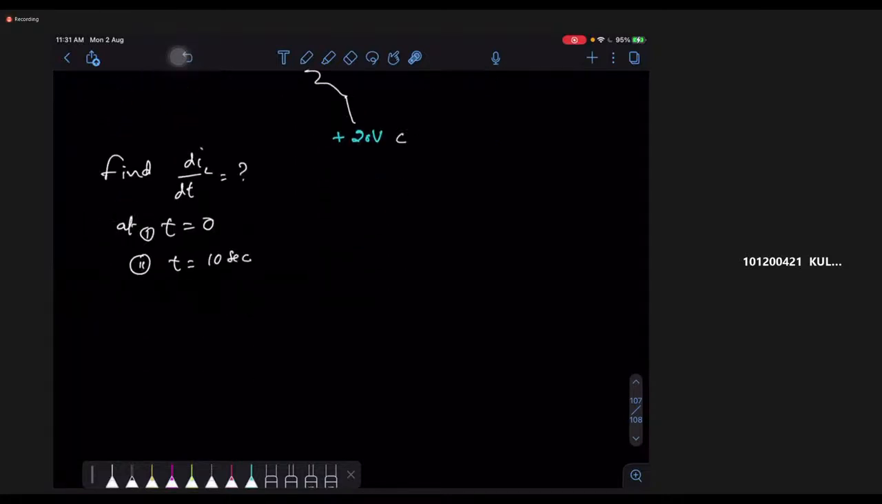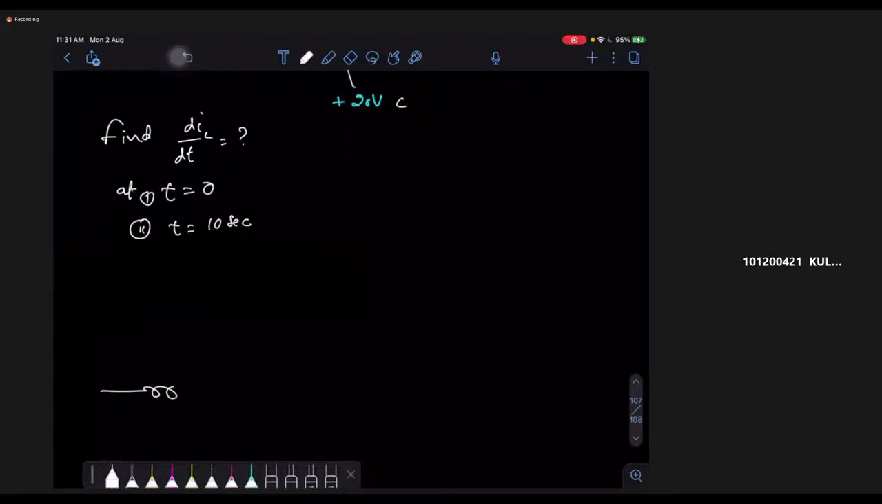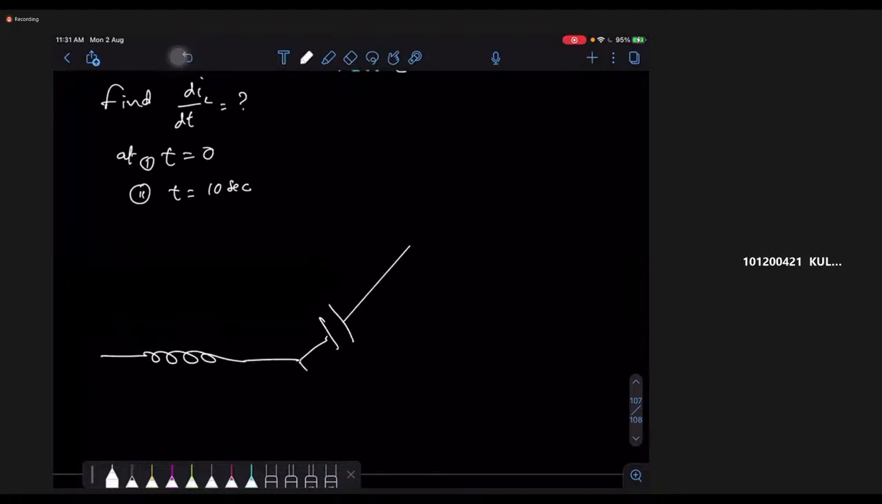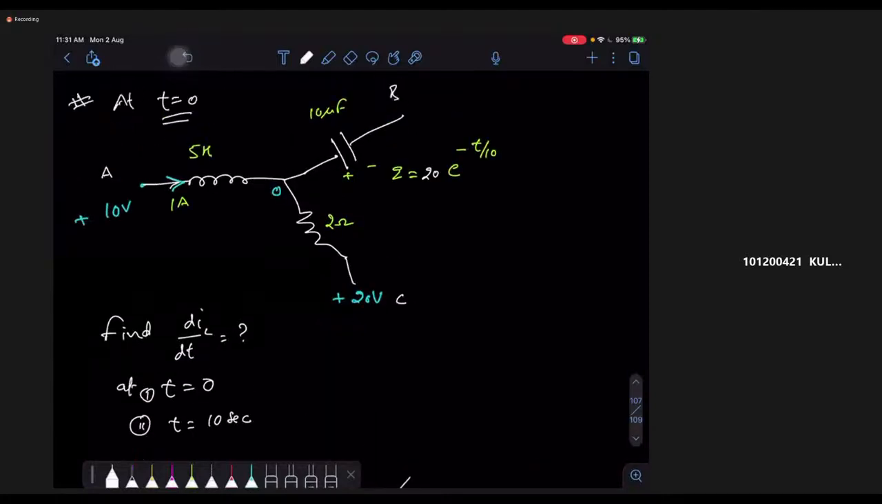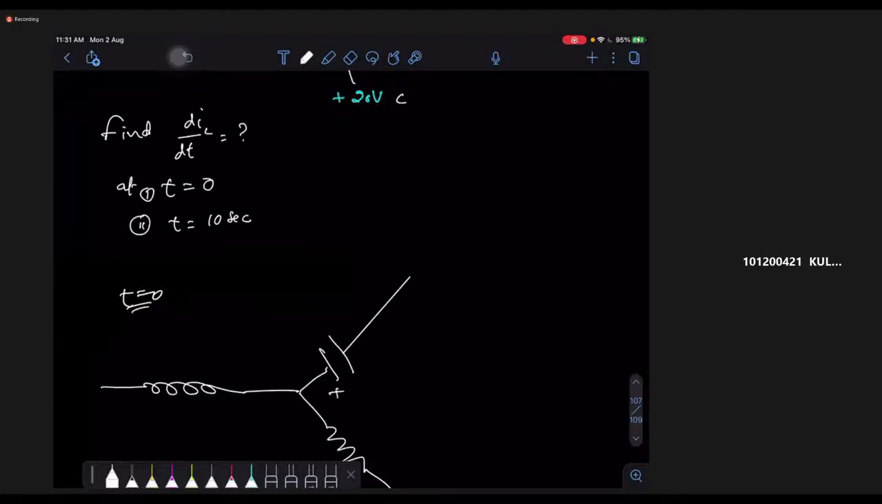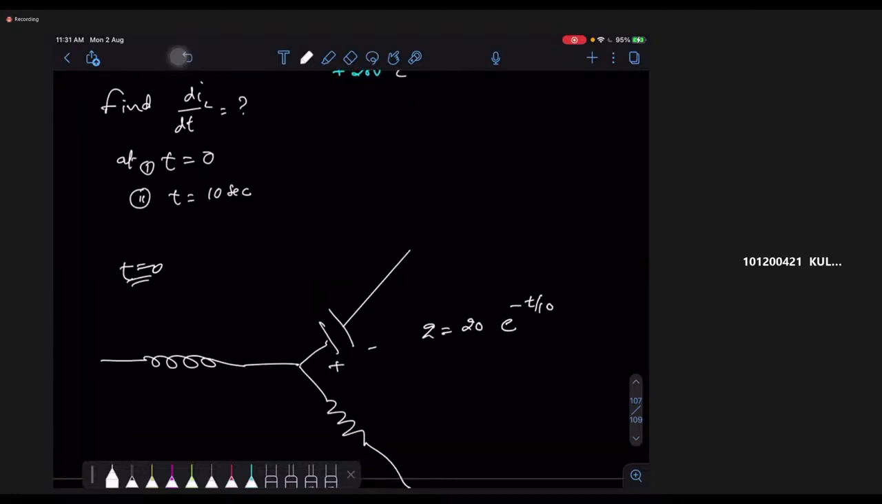So we can analyze this situation. It satisfies my Kirchhoff law. At time equal to 0, the charge on the capacitor is given as 20 e raised to the power minus t by 10. So if I write my current through the capacitor at any time instance, what is the current through the capacitor at any time instance?